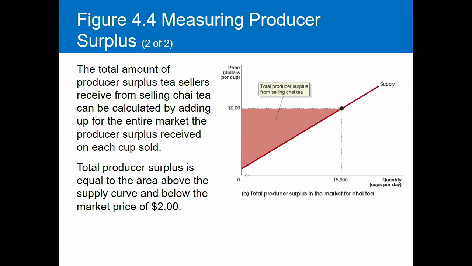So we break this down into an entire market. Because again, we don't just have one producer selling 2 or 3 units of a good, we end up with a lot more. We end up with that typical smooth supply curve. And again, it's the difference between the price and the supply curve. That entire area.